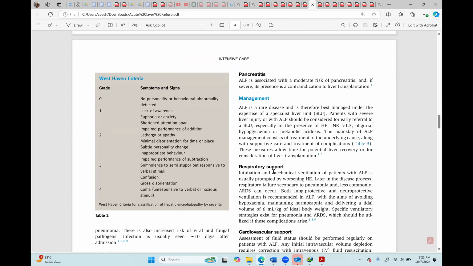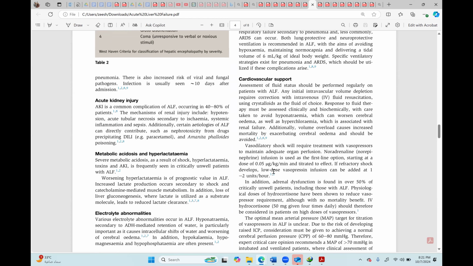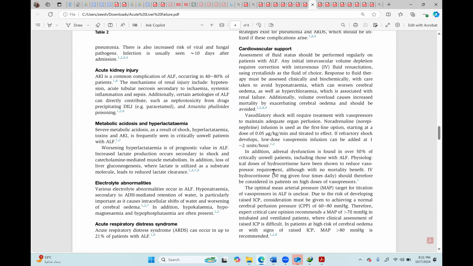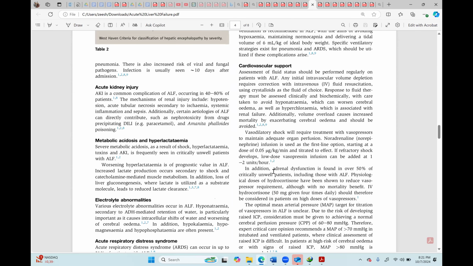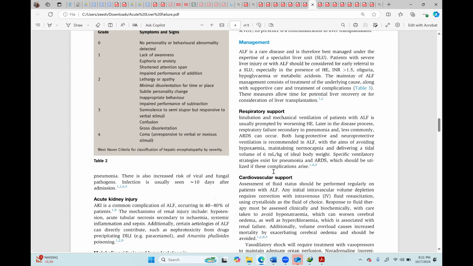Okay, so what is this? Please, very simple. Okay, just encephalopathy grades. Don't try in a too difficult way. Try to remember in a very simple way. Okay. What else? Acute kidney injury, metabolic acidosis, hyperlactatemia. Okay. Then lung protective strategies if needed.